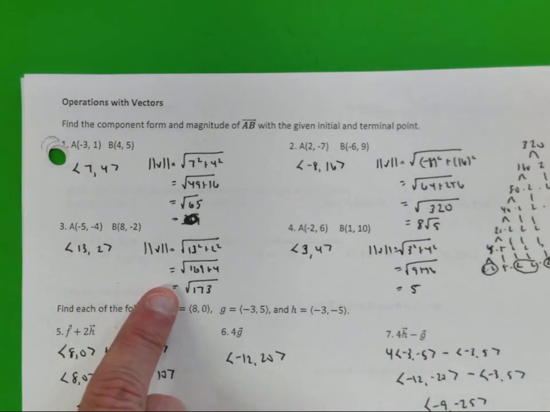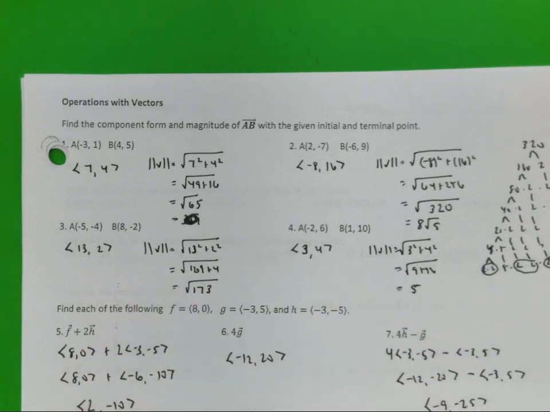Magnitude is square root of 173. I couldn't break that down. Did y'all get that? Okay. Number 4, component form is 3, 4, and 5 is your magnitude. Are there any questions on 1 through 4? Y'all good on those?